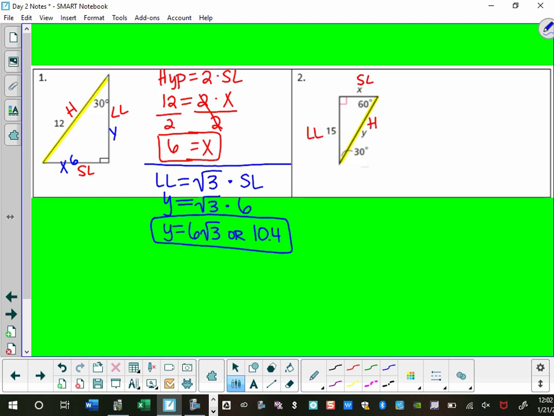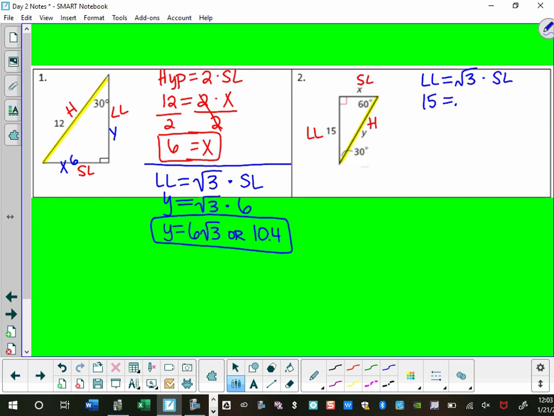So I have 15, x, and y. Which one is a number? 15, which is my long leg. So what's the equation for my long leg? Long leg equals root 3 times the short leg. Your long leg is what? 15. Good. We want to start with a number that they actually gave us.